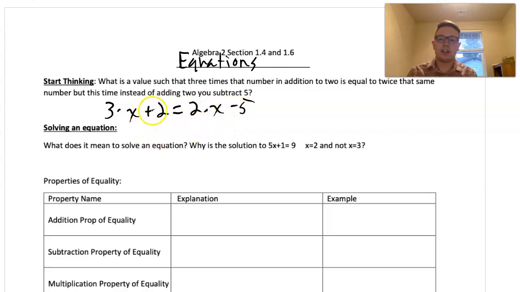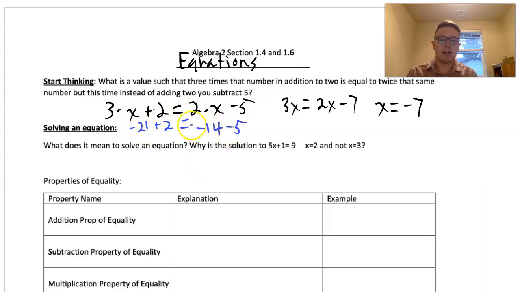Well, we can solve for this. If we subtract 2 from both sides, we get 3x is equal to 2x minus 7. And when we subtract 2x from both sides, this tells us that x is equal to negative 7. So that would be our answer, and we can check this out. 3 times negative 7, so that would be negative 21, plus 2, is that equal to negative 14 minus 5? It is. So that would be our answer.